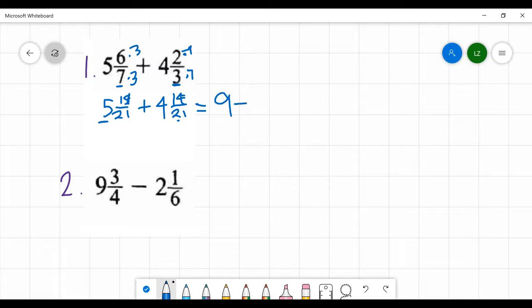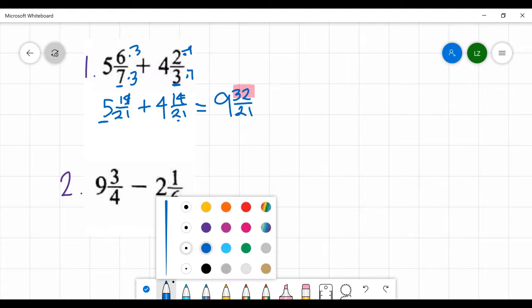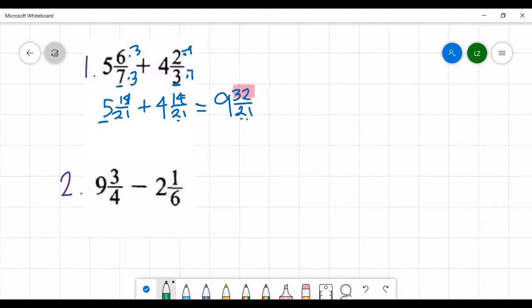And then I'm going to go ahead and write my common denominator. And 18 plus 14, well, 10 plus 10 would give you 20, plus 12 more. So you would have 32. Now notice at the top, we have 32, and that is larger than 21. That means we can pull a whole number out and add it to our whole number that we have right now. So I'm going to ask myself, how many times can 21 go into 32?